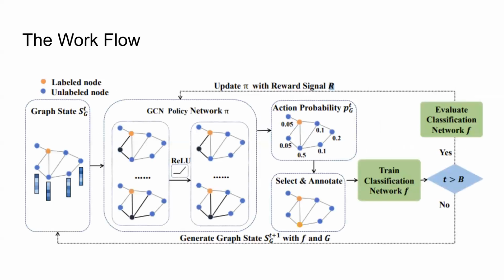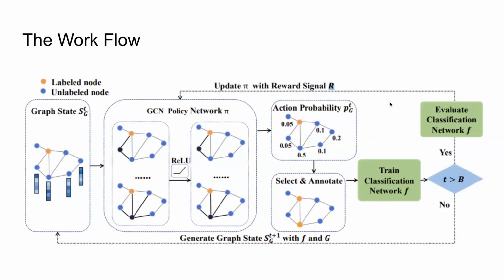Here is a general workflow of this method. On the left-hand side, we have our state matrix S. We feed it as input to the policy network to retrieve the action probability at each step. Then we simply select the most probable node and add it to the set L. And we train the classification model using the set L.